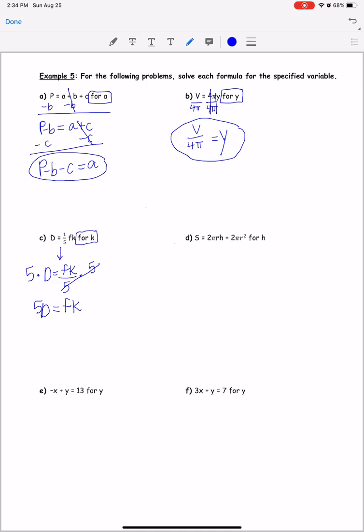Now to get K by itself, what's going on between F and K? They're being multiplied. Opposite of that is division. So we're going to divide both sides by F. And so I get 5D over F equals K.